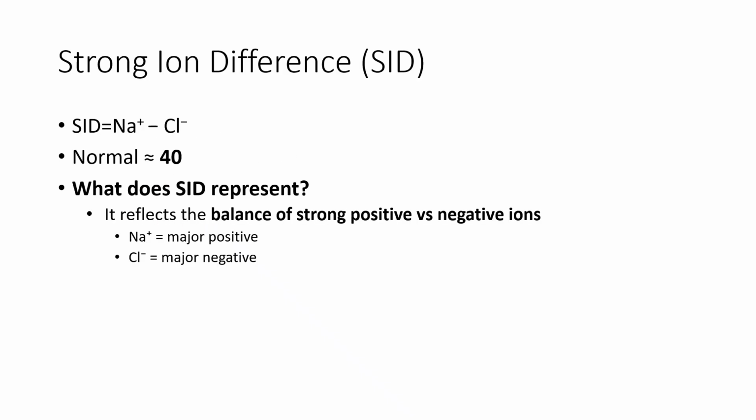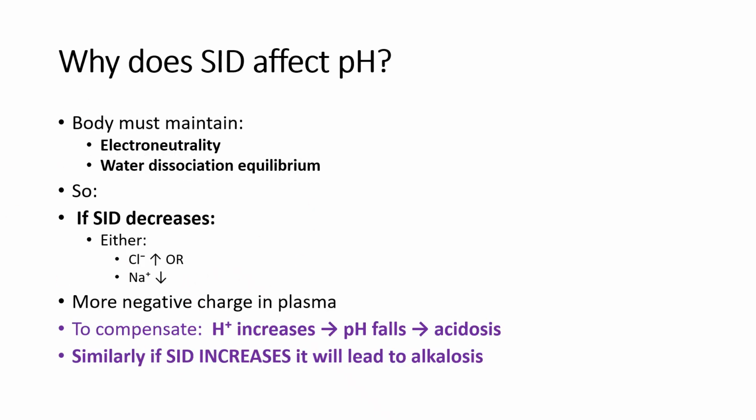Now, the thing is strong ion difference, as we saw how chloride decreases the strong ion difference. So basically, strong ion difference is the difference between the major cation and the major anion. The major cation is sodium, the major anion is chloride, and the normal value of this is 40. What is it representing? The SID, the strong ion difference, is representing the balance of the strong positive and negative ions, where the strong positive ion is sodium and the strong negative ion is chloride.